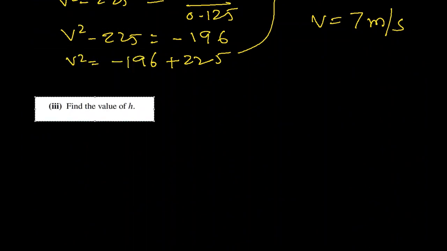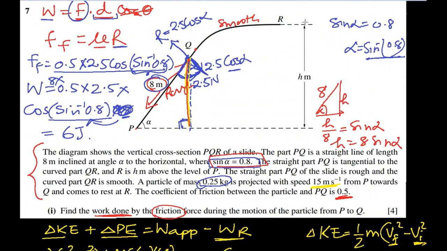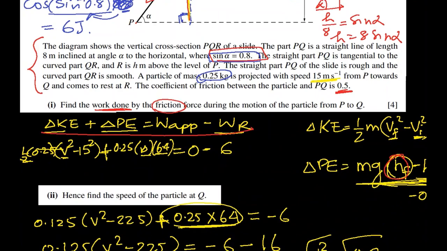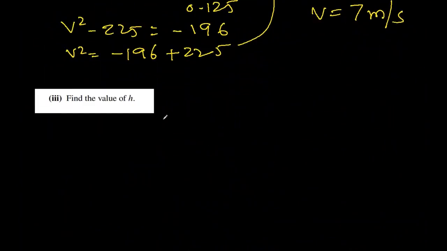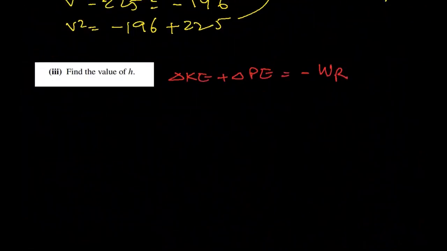Find the value of h. And what is h? Okay, h is the final height. What is the final height? So what will we do? We'll use the same equation, this, to get height. So delta KE plus delta PE equal to, there's no applied force, we know that, so let's leave it, minus work done by the resistive force. Okay, there is no work done from Q to R. Whatever work done by friction is from P to Q only. No Q to R, there is smooth. So no work done. So it will remain minus 6.